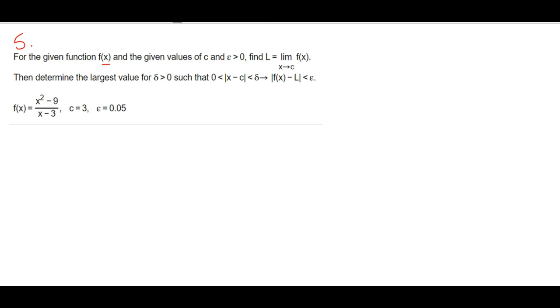This one, you're going to have to do the most work to find these values for delta. Okay, so first of all we need to find the limit. So how do I find the limit? Well, we can simplify this one.